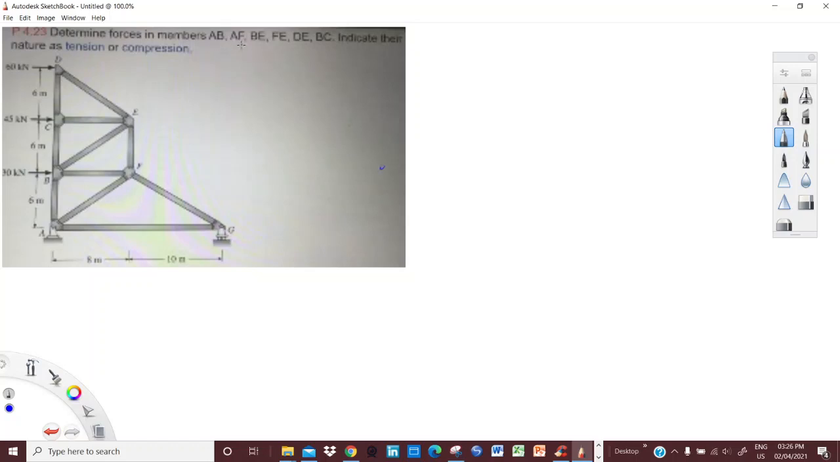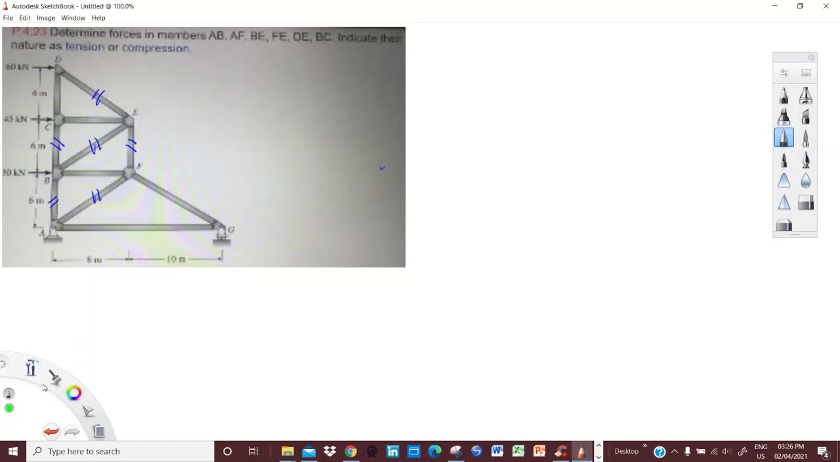Of AB, we have here AF, and we have here BE, and we have here FE, and we have here DE. Okay, here's DE and BC. So first of all, we need to find the reaction at the support.